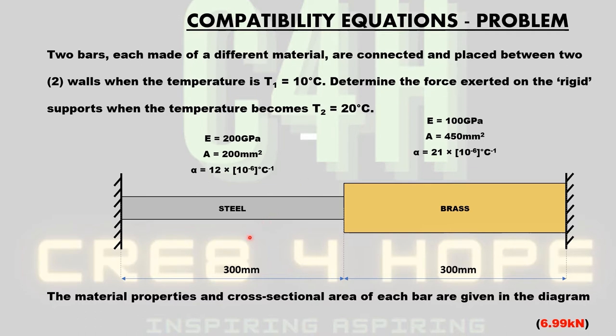In the diagram below, we've got the following information. We've been given the Young's modulus for steel at 200 GPa. The cross-sectional area is 200 millimeters squared. We've also been given the thermal property of the material: the linear coefficient of expansion is 12 times 10 to the power minus 6 per centigrade. For the brass, the Young's modulus is 100 GPa. The cross-sectional area is larger than that of the steel at 450 millimeters squared. The linear coefficient of thermal expansion is 21 micro per centigrade. So how do we go about solving this problem? The expected answer should be 6.99 kilonewton.